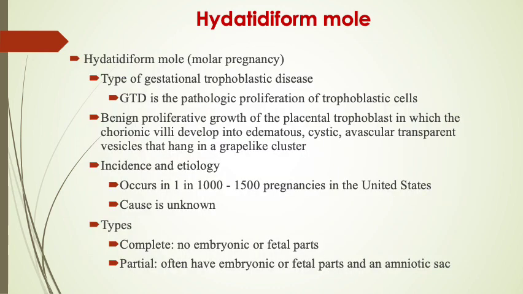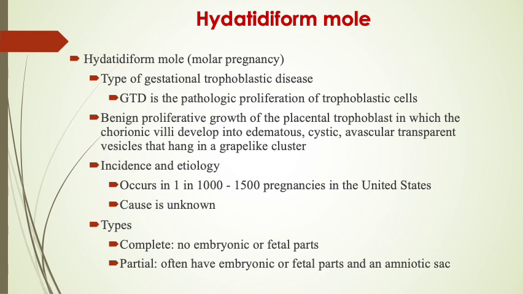Well, the next disorder that we need to cover is hydatidiform mole or molar pregnancy. I can't even pronounce this word. It's hydatidiform mole or molar pregnancy. So this molar pregnancy is a type of gestational trophoblastic disease. And so the gestational trophoblastic disease is the pathologic proliferation of trophoblastic cells.